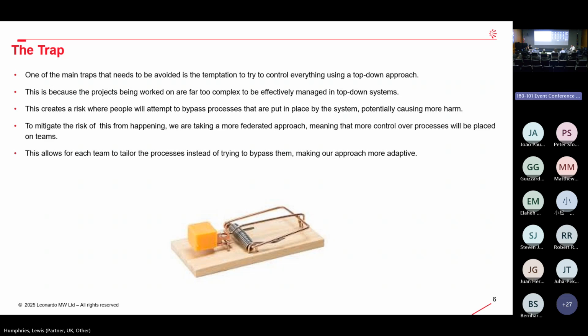So in an attempt to mitigate the risk of this happening, we plan on taking a more federated approach, meaning that the individual teams will have more control over the processes they have in place. This means if there's any issues with the processes that teams have, they can modify and tailor those processes instead of trying to outright bypass them. This allows our approach to be more adaptive and flexible.